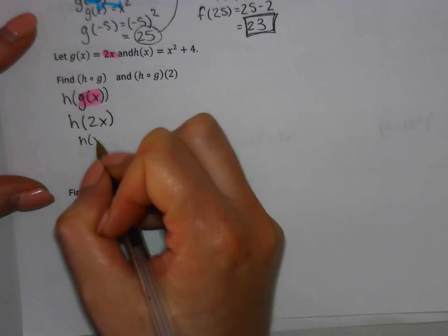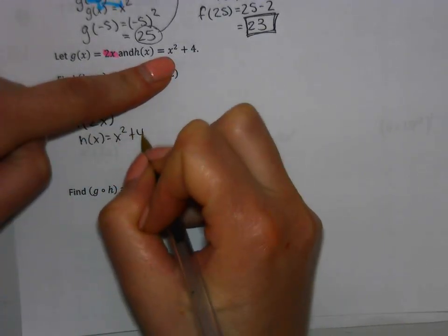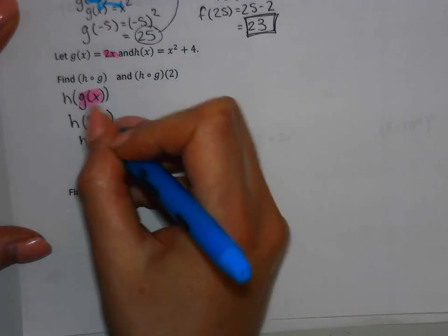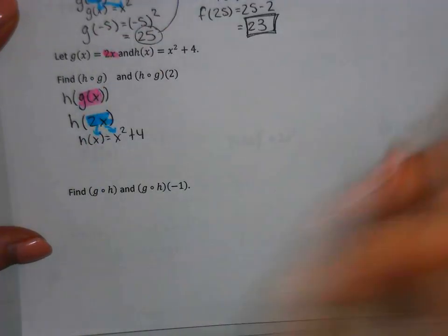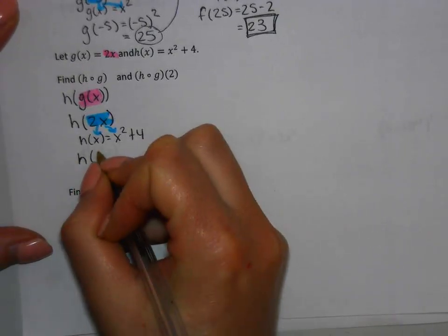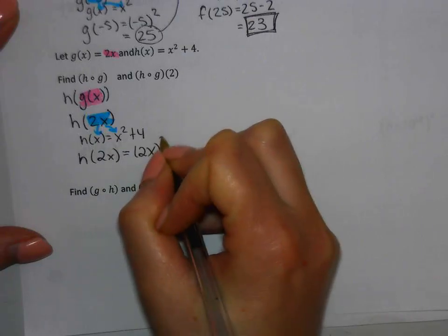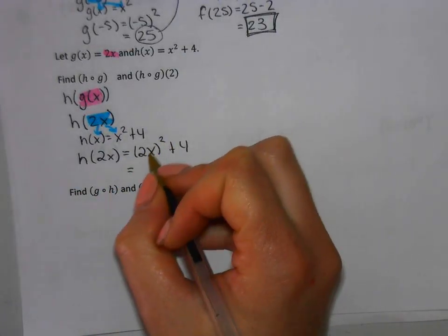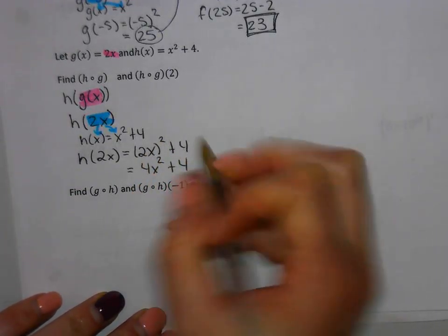Originally, h of x equaled x squared plus 4. So in here, we are replacing our x with 2x. So we replace that x and that x, so now we end up with h of 2x equals 2x squared plus 4. Well, 2x squared is really 4x squared plus 4.